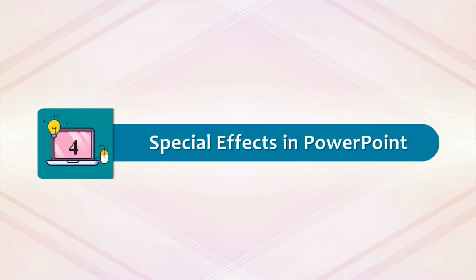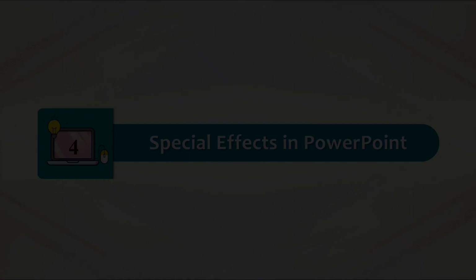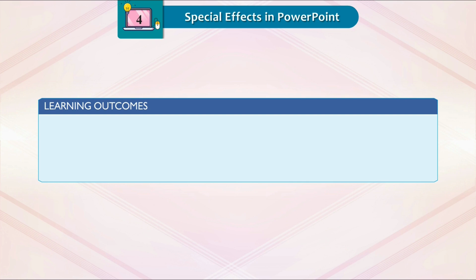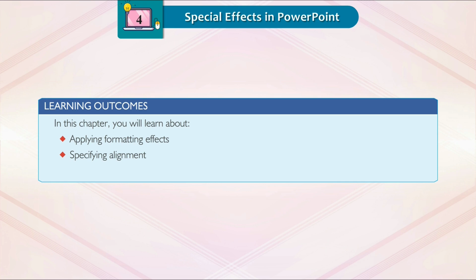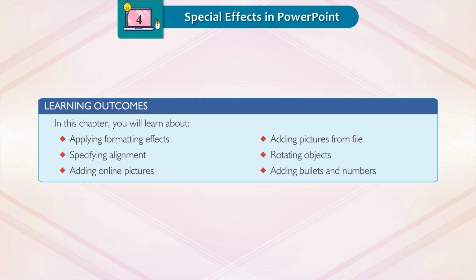Chapter 4. Special Effects in PowerPoint. Learning Outcomes. In this chapter, you will learn about applying formatting effects, specifying alignment, adding online pictures, adding pictures from file, rotating objects, adding bullets and numbers.